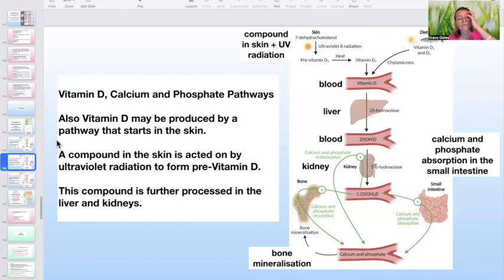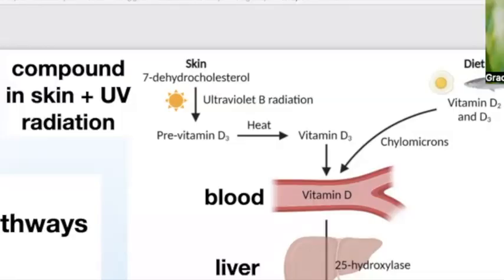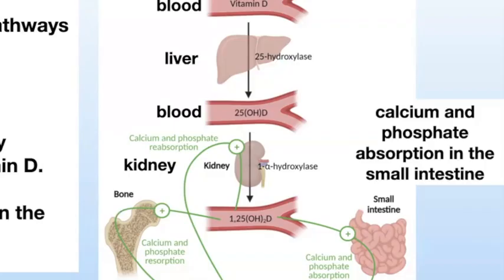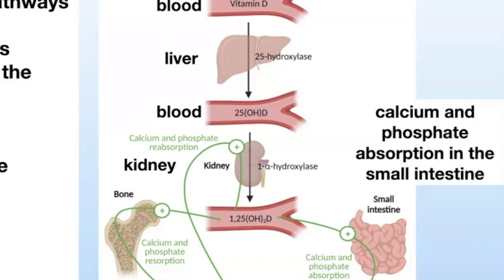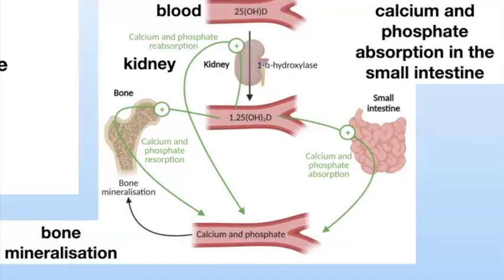However, a very important way that we produce vitamin D in the body is as follows. A compound in the skin is acted on by ultraviolet radiation to form pre-vitamin D. This compound is further processed in the liver and the kidneys. And the active form of vitamin D increases calcium and phosphate absorption in the digestive tract and also increases bone breakdown. This increases calcium and phosphate levels in the blood.